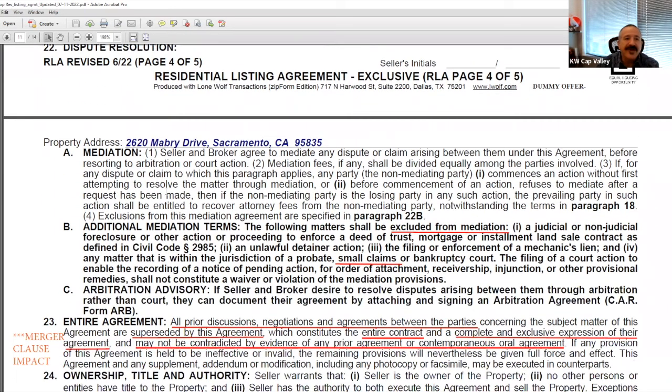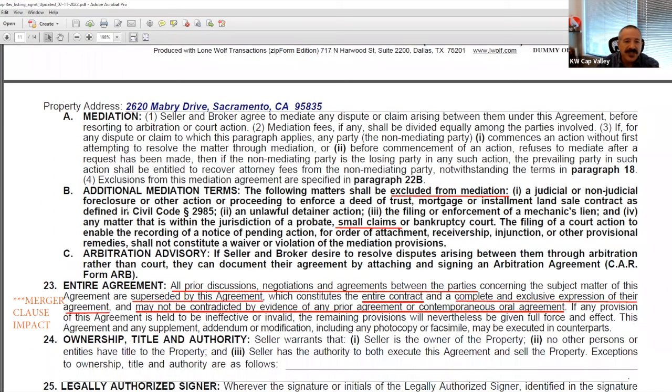Dispute resolution, very, very important. Much like the residential purchase agreement, this paragraph states that the seller and us, the broker, agree to mediate any dispute or claim before we resort to arbitration or going to court. The mediation fee will be divided equally amongst the parties. Just for your information, it's usually, I think, $400 if we use the CAR mediator, plus we pay an additional attorney fee for the mediating attorney.